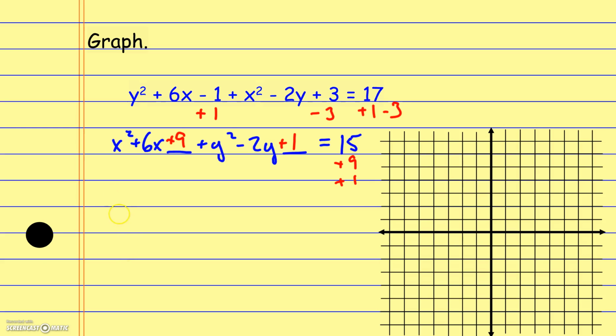And now I just do some factoring. This factors into an x plus 3 squared. This one factors into a y minus 1 squared. And then over here, I'm simply adding these guys up. It gives me a 25.